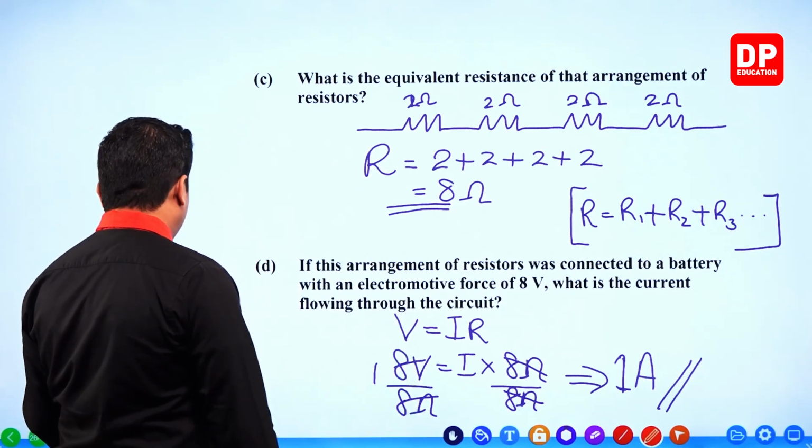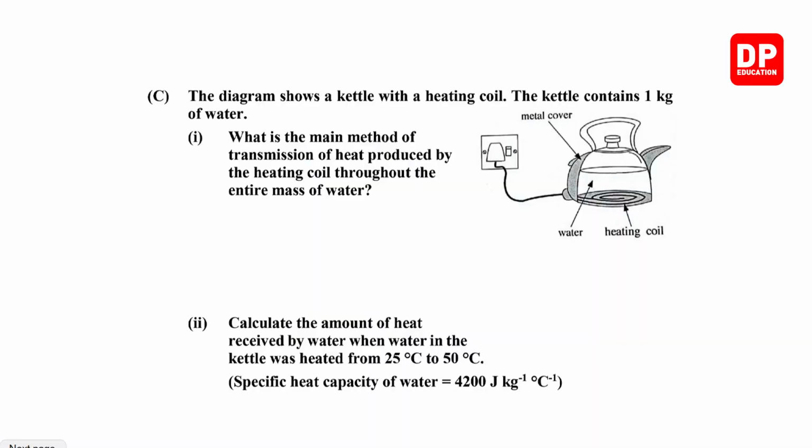Right, next question. We have answered successfully the questions given under the current electricity lesson part. Now let's see the question related to heat and electricity. The diagram shows a kettle with a heating coil. The kettle contains 1 kilogram of water.